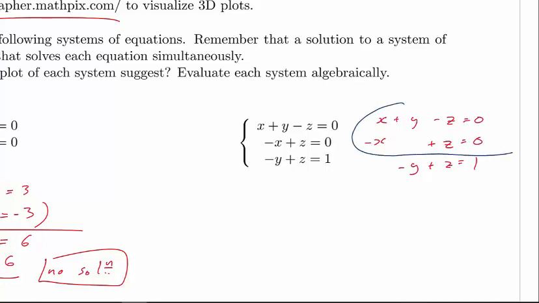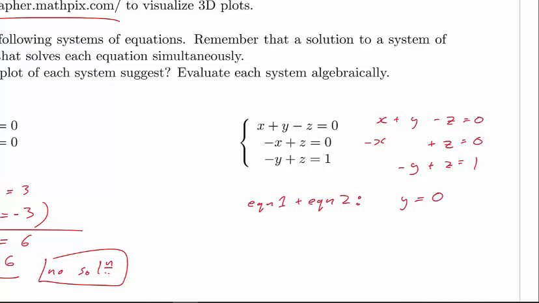Okay, so what we're going to do here is we're going to add those two equations together. We're going to replace equation 2 with the sum of equation 1 and equation 2. So we've got equation 1 plus equation 2, and when you add these two together you get y equals 0.